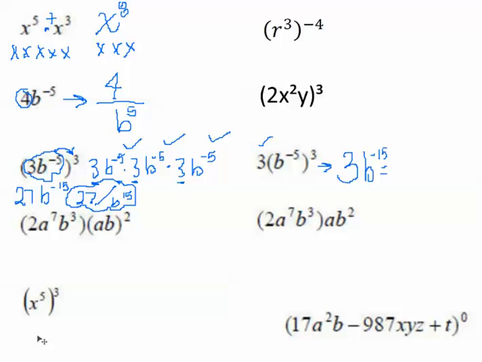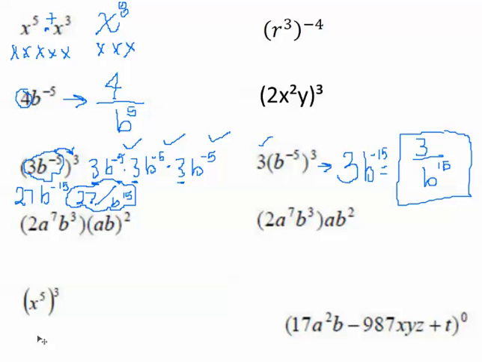If they want me to write answers without negative exponents, and they often do, they want me to move it to the bottom. And you see that my answer is almost the same, except for what I would say the coefficient, the number up front. Okay, let's tackle another one.